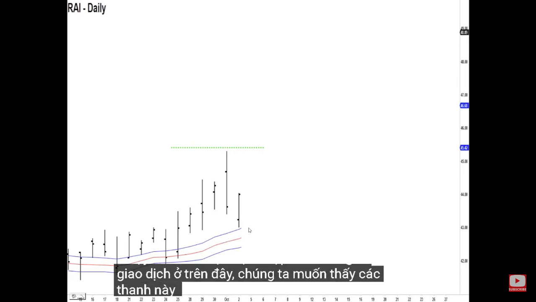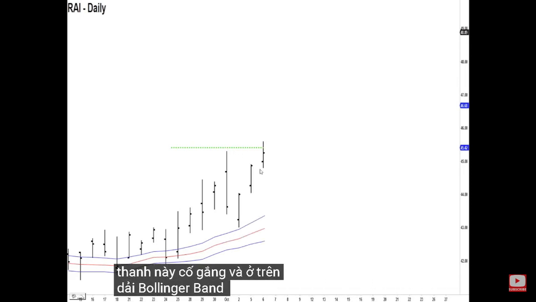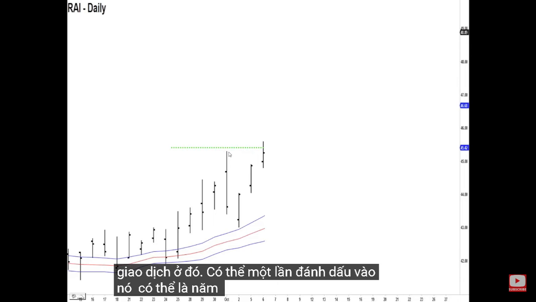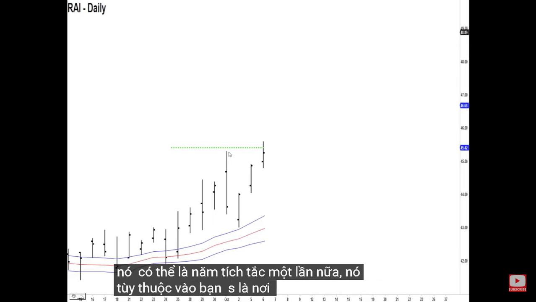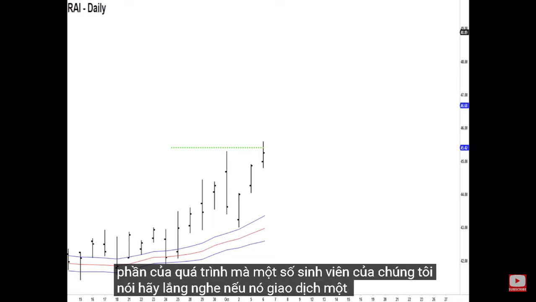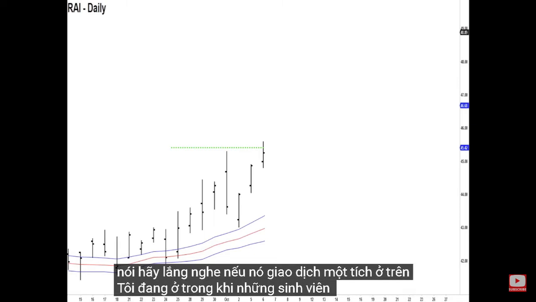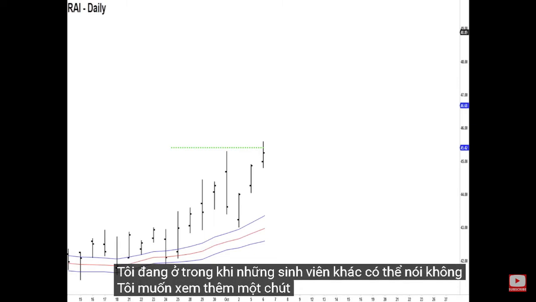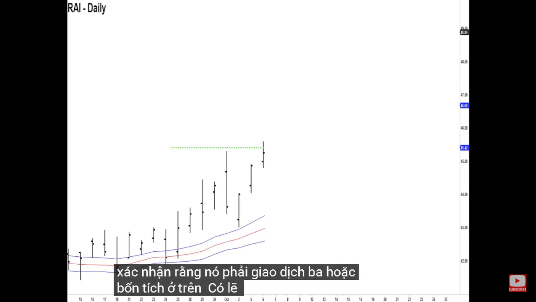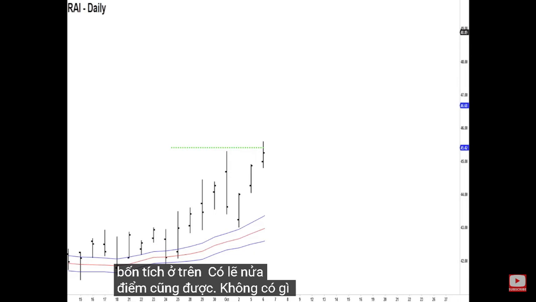We want to see these bars try and stay above the highest Bollinger Band. And 2 days later, we did. RAI traded there. It can be 1 tick, it could be 5 ticks. Once again, it's up to you. This is where you become a part of the process. Some of our students say, listen, if it trades 1 tick above, I'm in. Whereas other students may say, no, I want to see a little bit more confirmation. It has to trade 3 or 4 ticks above, maybe half a point. That's fine. There's nothing wrong with that.